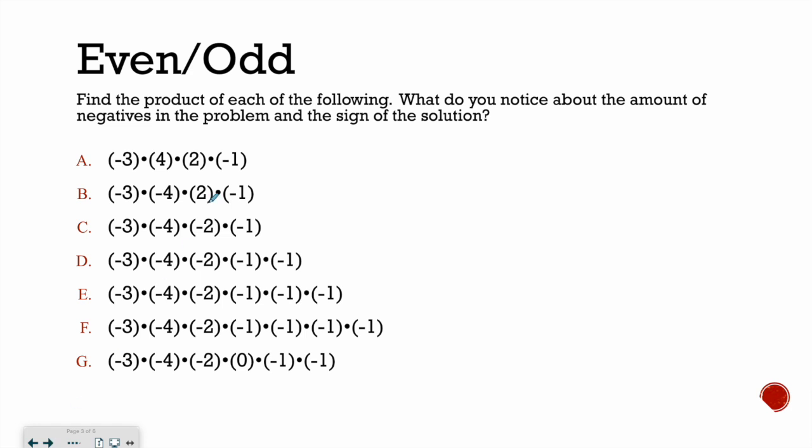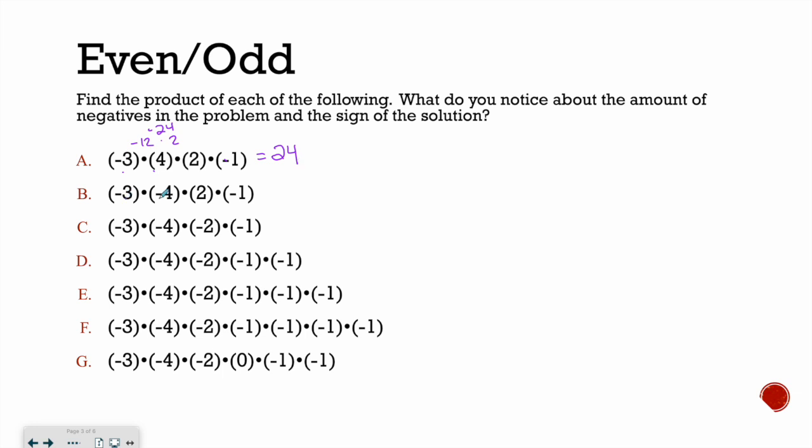And it said, find the product of each of the following. What do you notice about the amount of negatives in the problem and the sign of the solution? Letter A, negative 3 times 4 is negative 12. And then we multiply negative 12 times 2, and we get negative 24. And negative 24 times negative 1 gave us positive 24. Notice these first several are the same, it's just different numbers are negative.